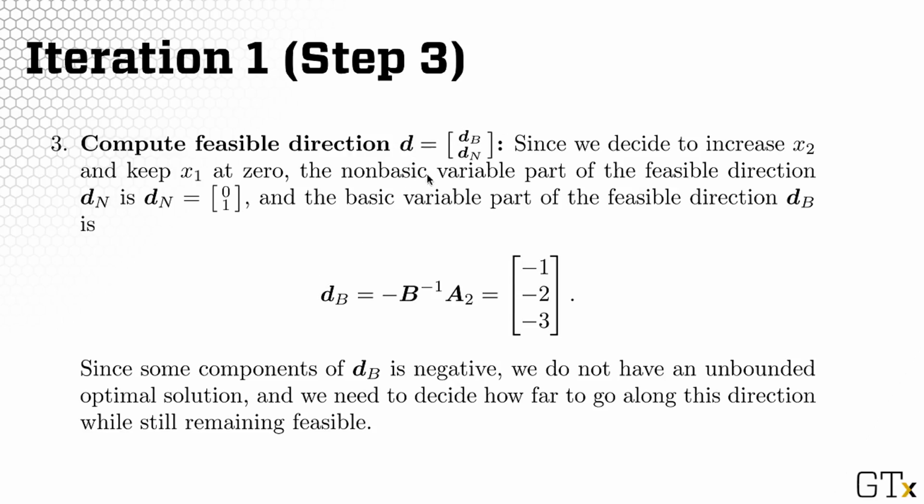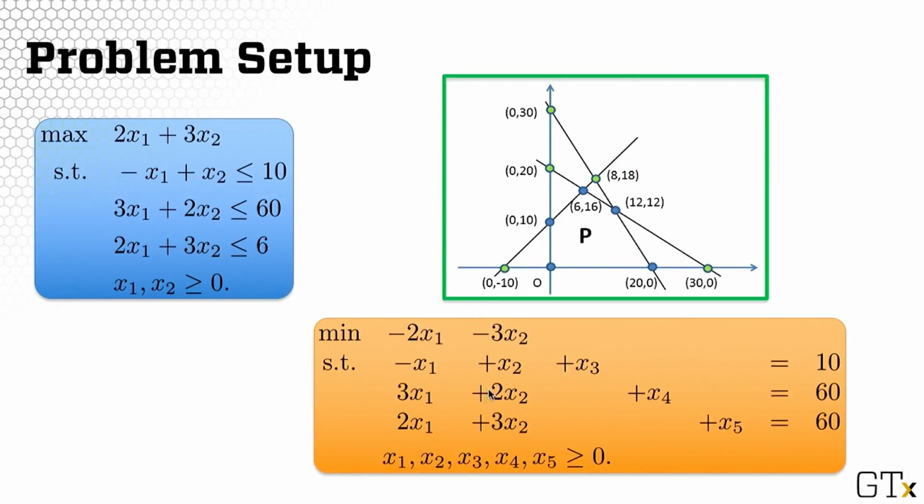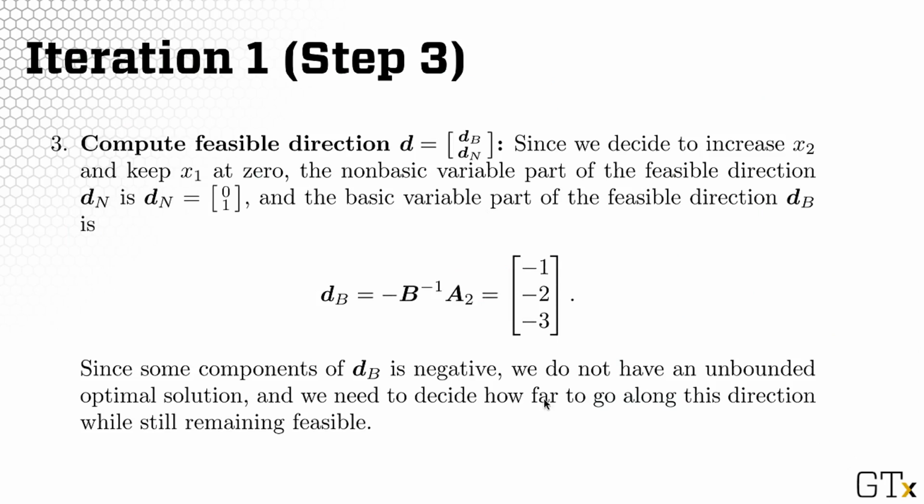Remember, the direction has two parts, the basic part and the non-basic part. The non-basic part is quite easy because we're going to keep x1 at 0 and only increase x2. So the non-basic part is 0, 1. And the basic part is given by this formula, -B inverse A2. And remember, B is identity. So in this case, it's just -A2. What is A2? Well, A2 is this column here, 1, 2, 3. And negative of that is -1, -2, -3.